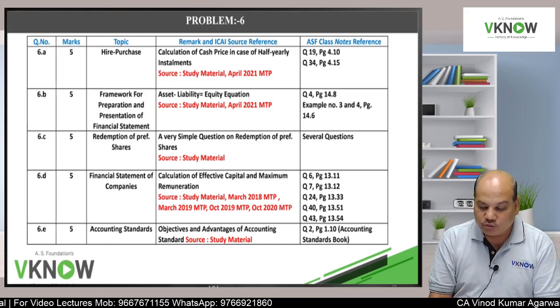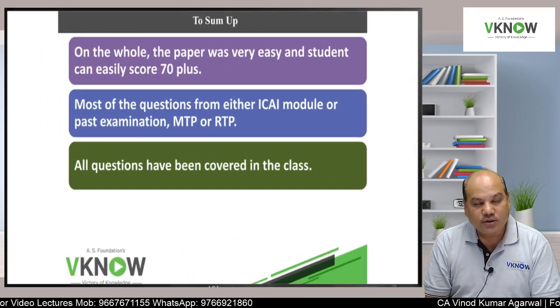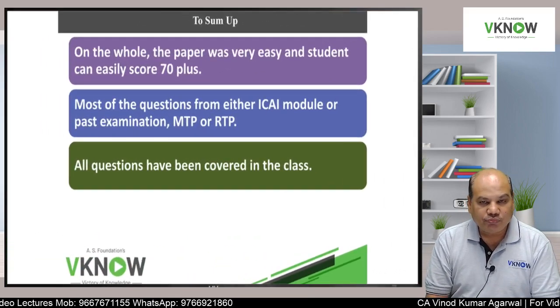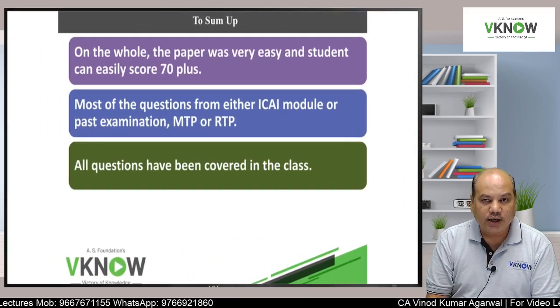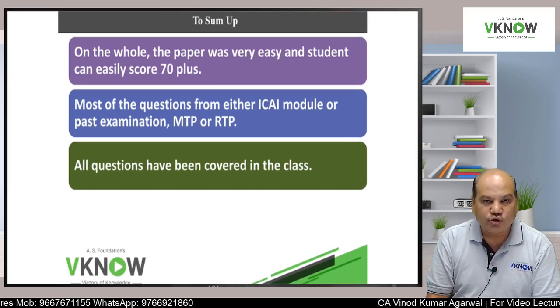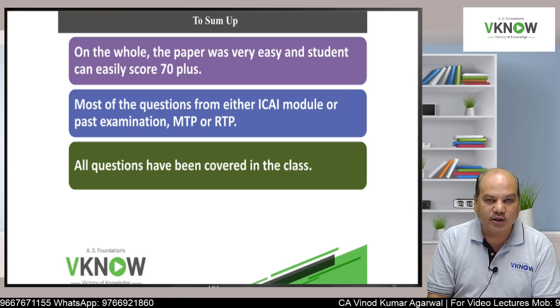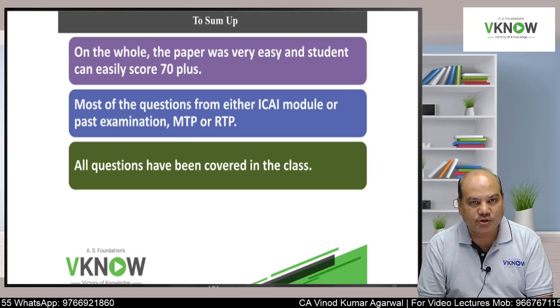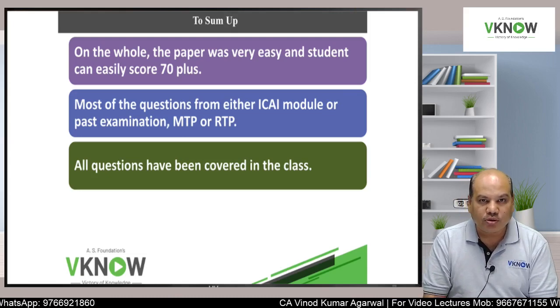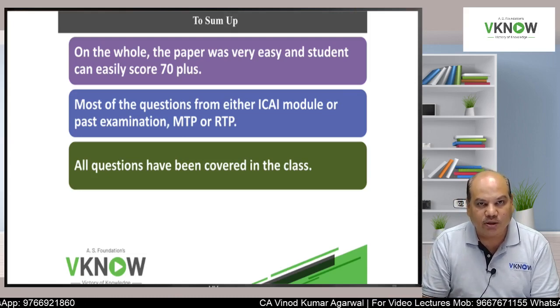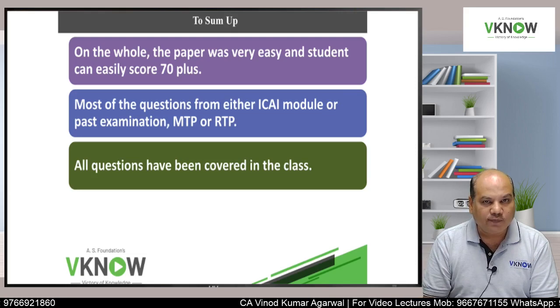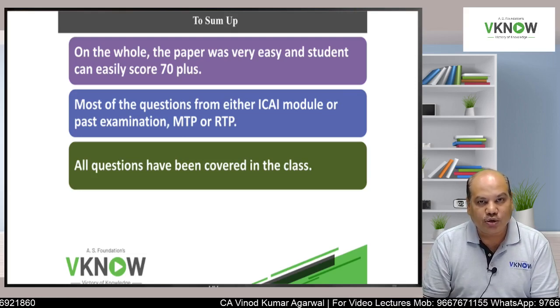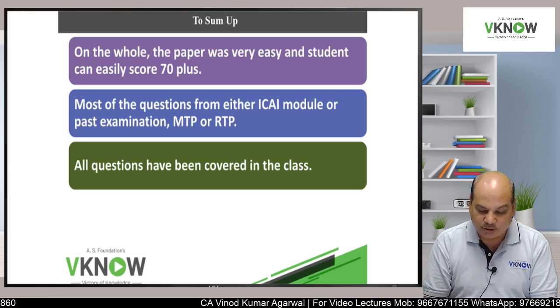So what is the summary of this paper? This paper was a relatively easy paper. There was no surprise element. If a student has done all study material questions, past MTP, RTP and exam questions, he will be able to score around 70 plus marks easily. With more effort, you can go to 80 or 90 marks also in this paper.